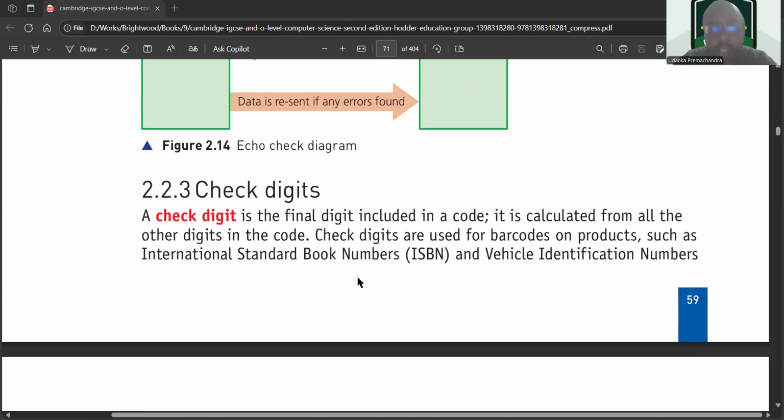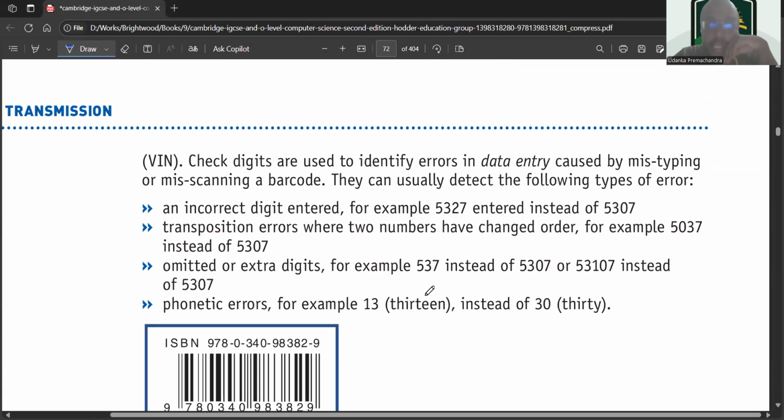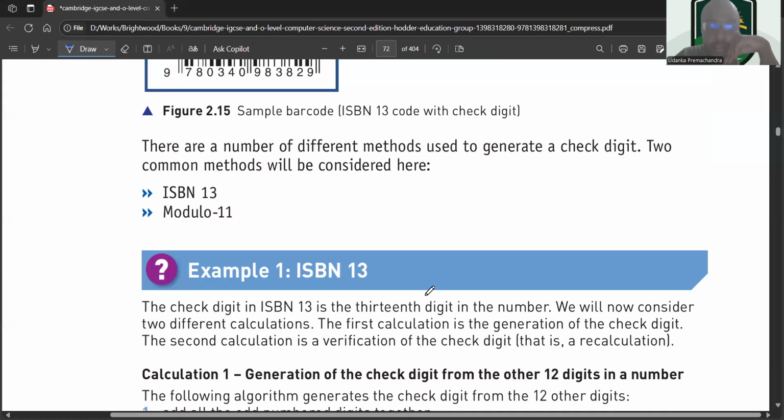Okay, so the next thing we are talking about is check digits. Write down today's part. Quickly go through that one. Check digits. Today we have to write a lot of things and know a lot of things, that's why I quickly go through these lessons.